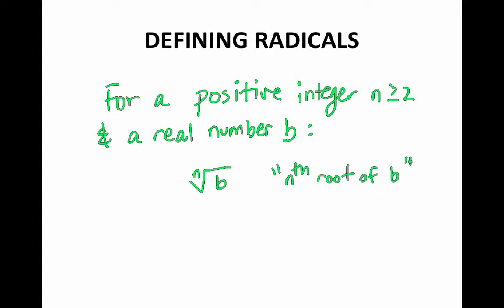So for a positive integer n greater than or equal to 2, and a real number b, we can have the nth root of b. So this is called a radical, and the radical value, or index we might call it, is the n value. And the number inside of the root is called the radicand.